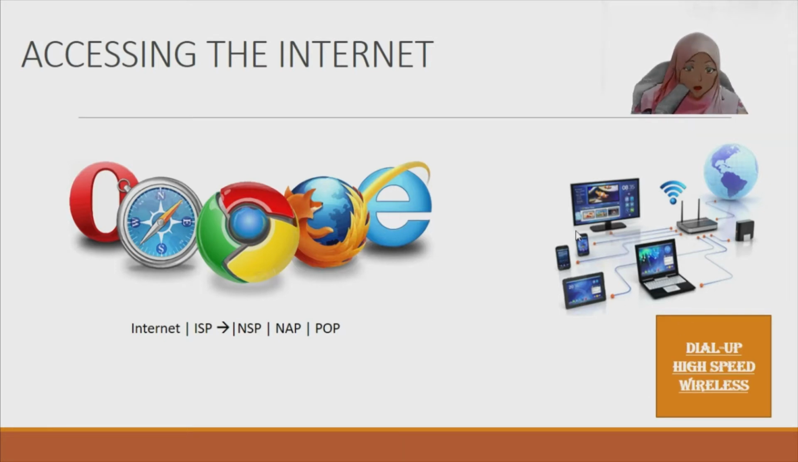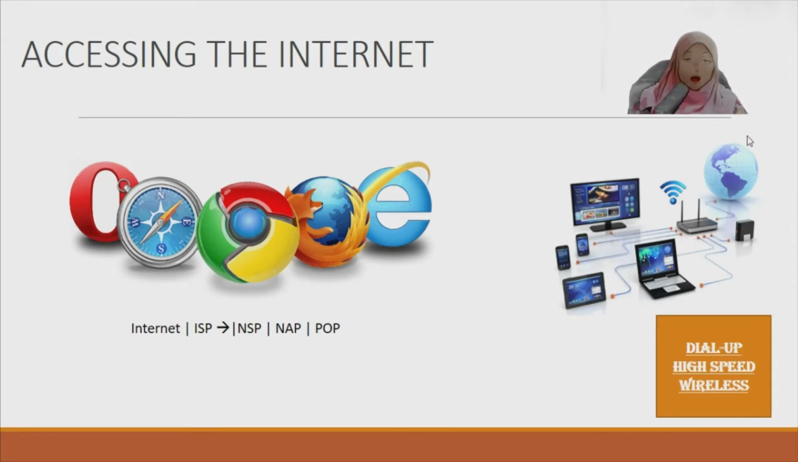These are examples of the users' end devices. We can have a mobile phone, a laptop, a tablet, or a PC. Those are connected using Wi-Fi to the router. The router will then connect to the ISP.